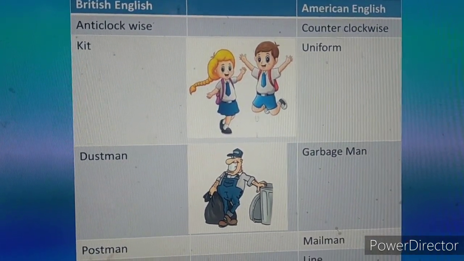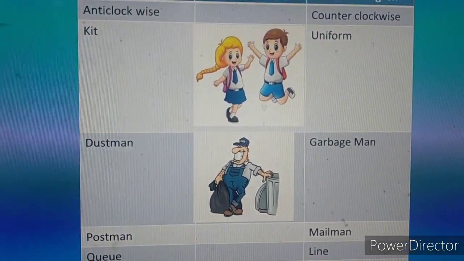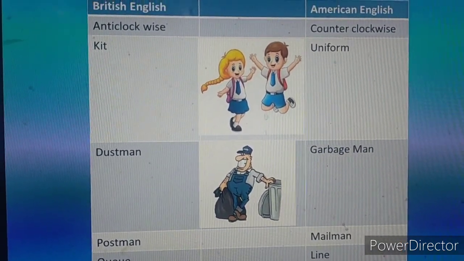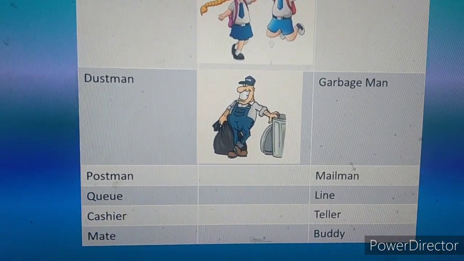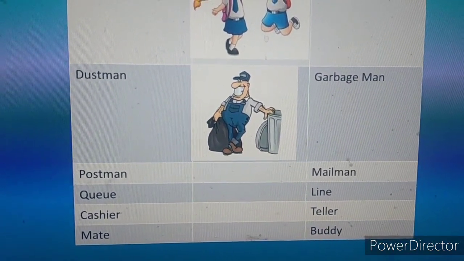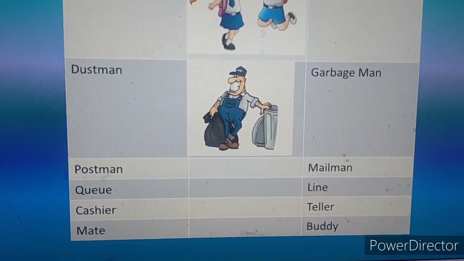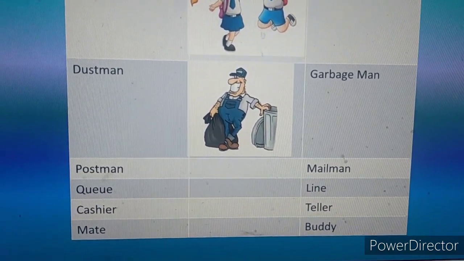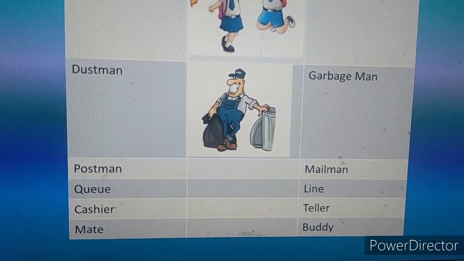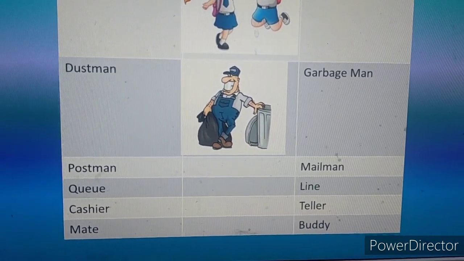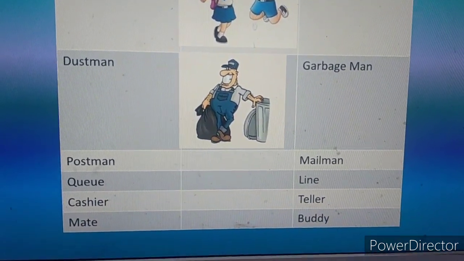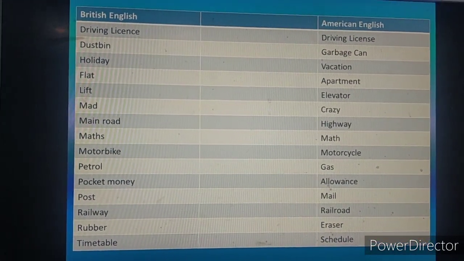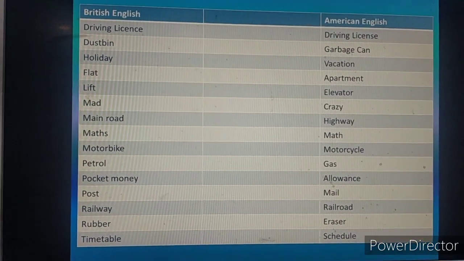Garbage man is American. Similarly, for the word postman, of course, we normally say postman, and mailman is the other alternative for that. The word queue is British, and the alternative for Americans would be line. For the word cashier, the alternative would be teller, and for the word mate, the alternative in American English would be buddy.